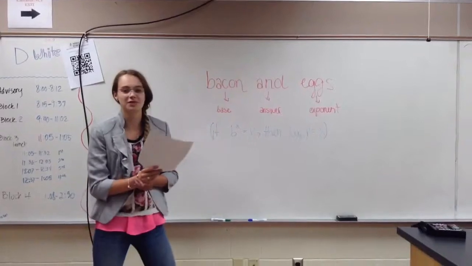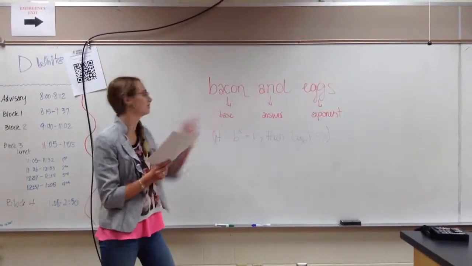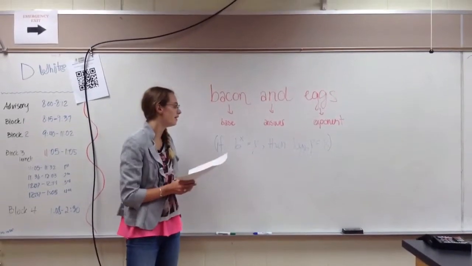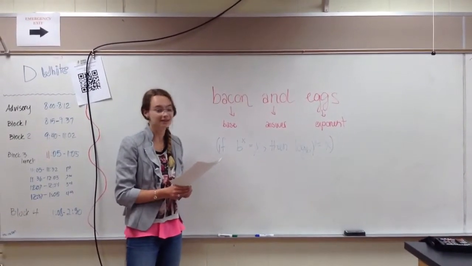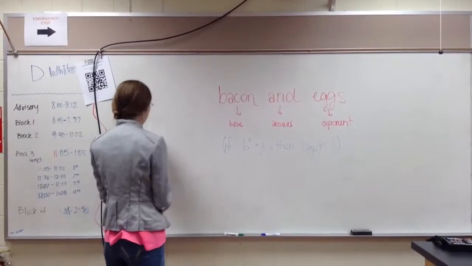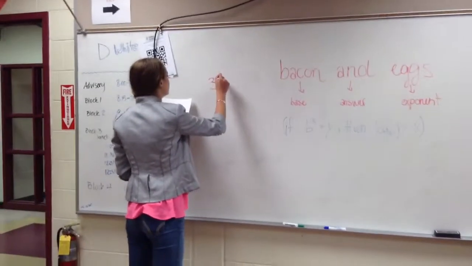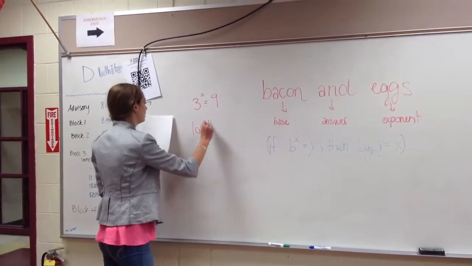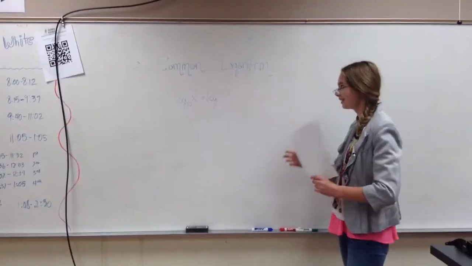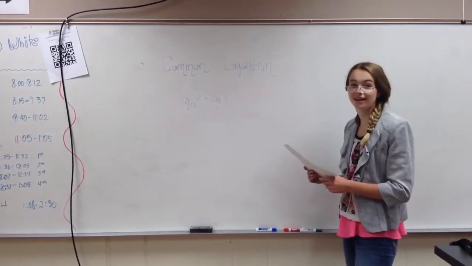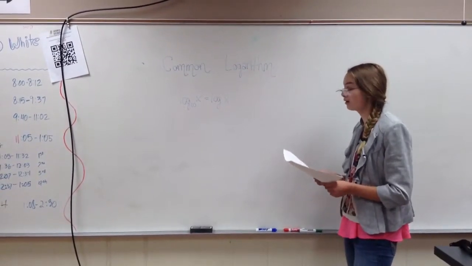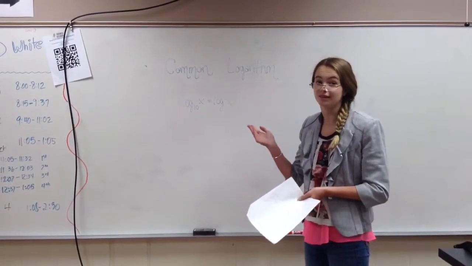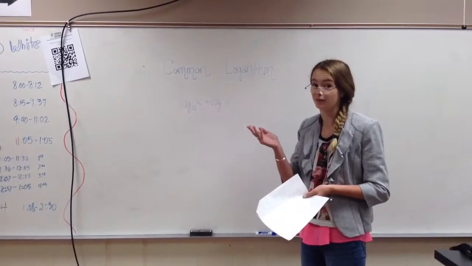So, logarithms are written in the form of bacon and eggs, which means base, answer, exponent. If b to the x equals y, then log base b of y equals x. For example, if 3 squared equals 9, then log base 3 of 9 equals 2. Simple. The common logarithm is just a way of saying log base 10 of x, which equals log of x. It just means that you don't have to write the 10 when you write log x because it's implied that log base 10 equals log.